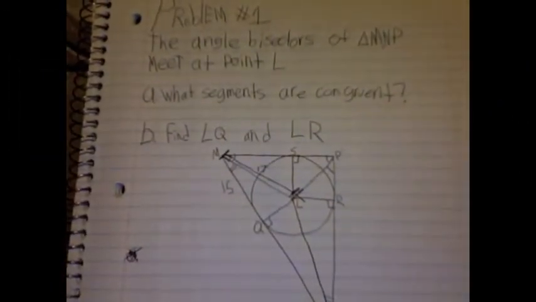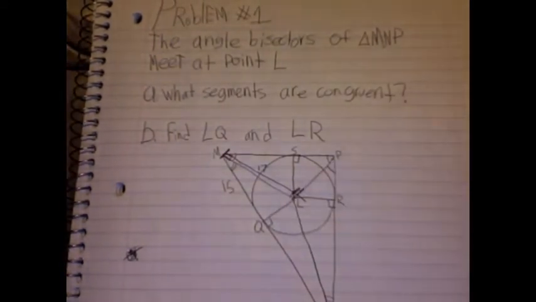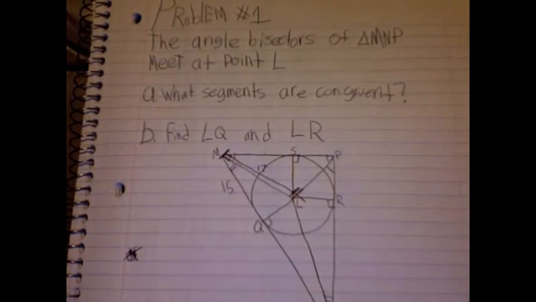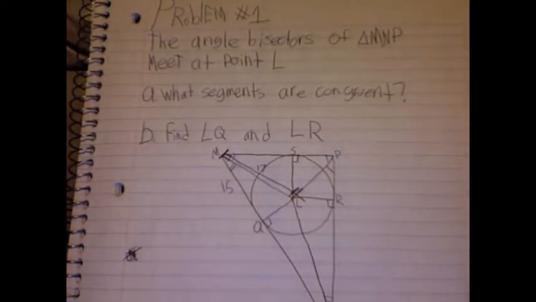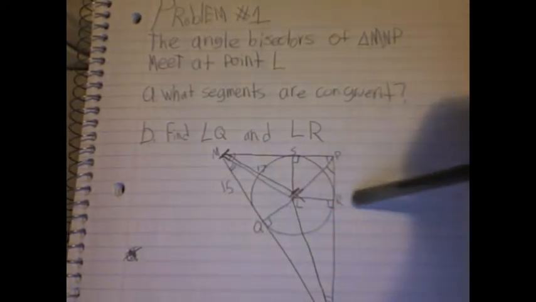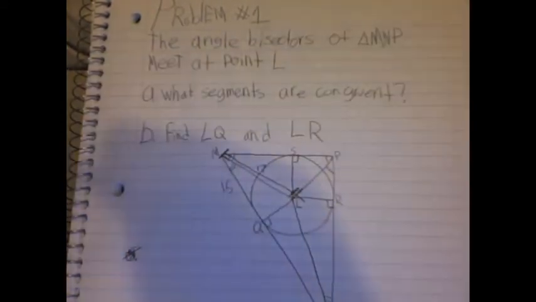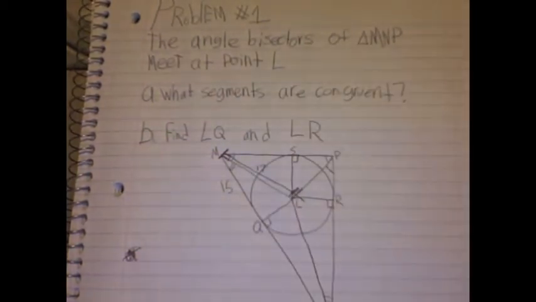Problem number 1. The angle bisectors of triangle MNP here meet at point L. You need to answer the question, what segments are congruent? By theorem 5.6, the 3 angle bisectors of a triangle intersect at a point that is equidistant from the sides of the triangle. So that means that LQ, LR, and LS are all congruent.